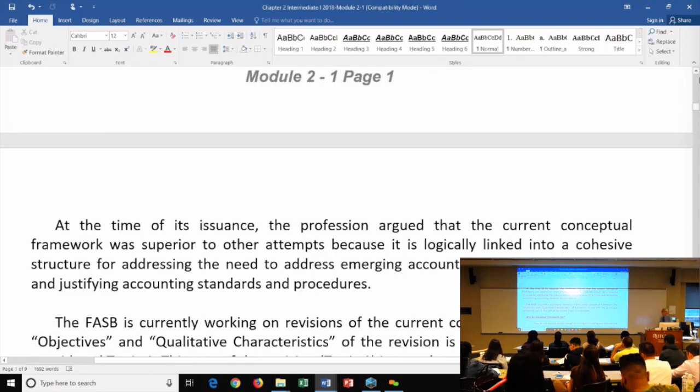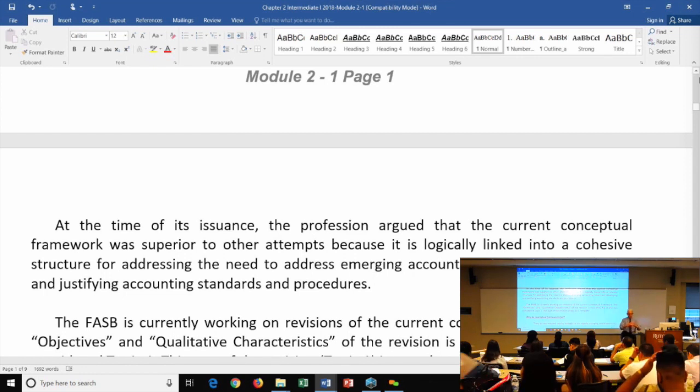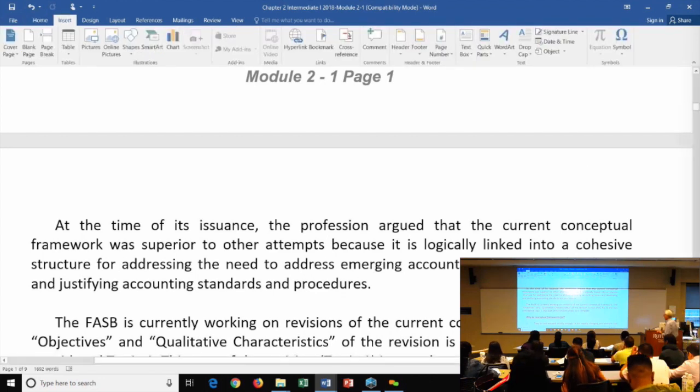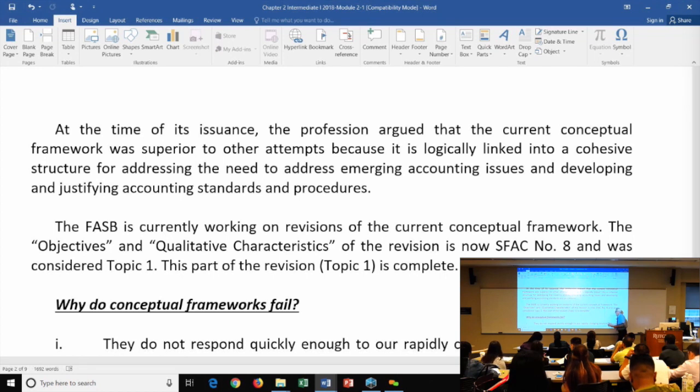The International Accounting Standards Board is working on their own independently. Just to let you know that there is another set of concepts out there, pretty similar. But we might want to ask, why do the frameworks fail? So let's discuss this for a minute.